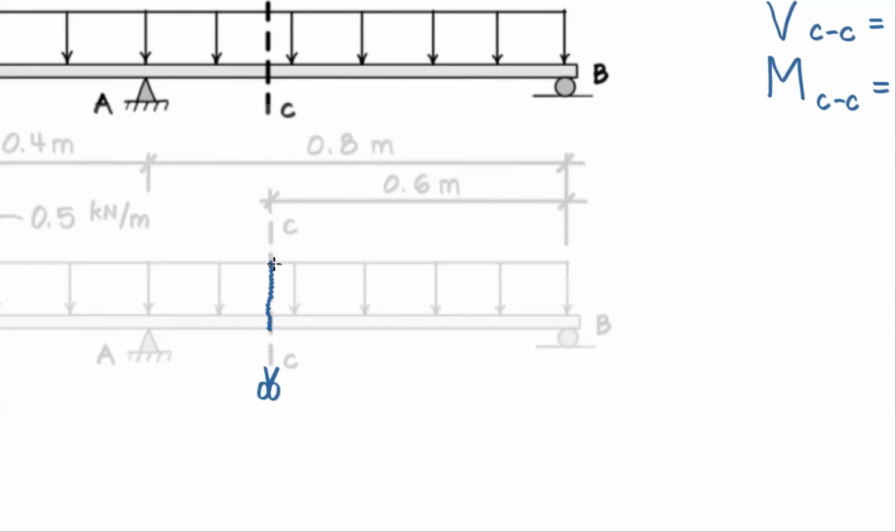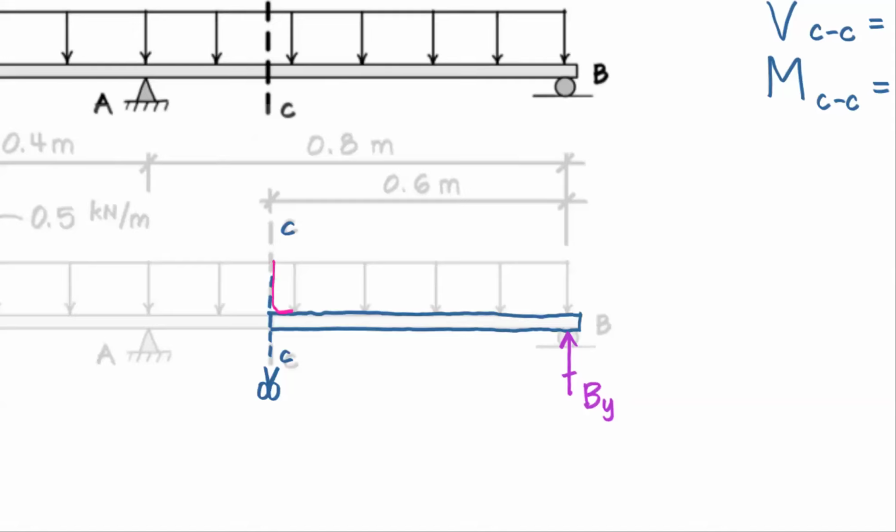As I get into making my free body, I have to decide whether to take the left or the right piece of this. I'm going to choose to take the right piece here. So there's my cut plane. We're going to have a reaction over here at B. We haven't calculated that yet. That's B sub Y.